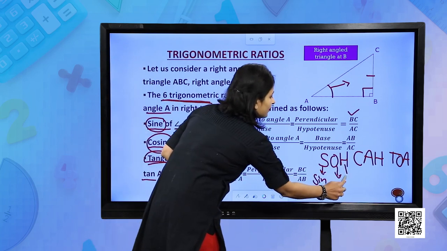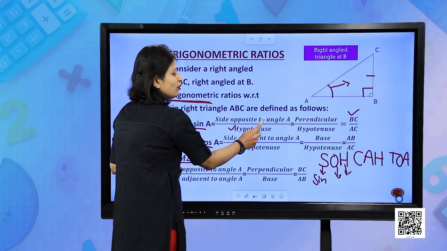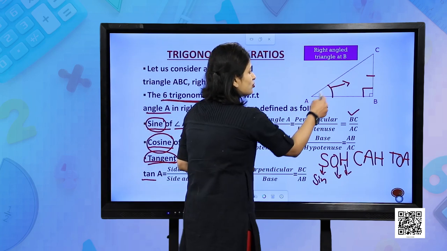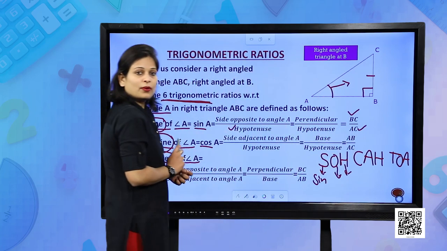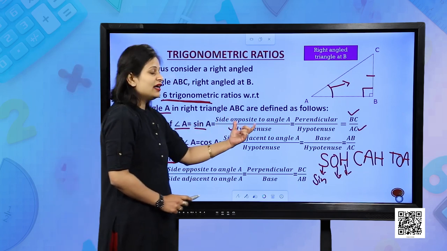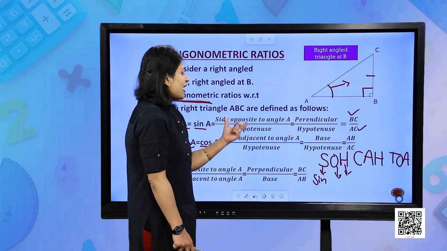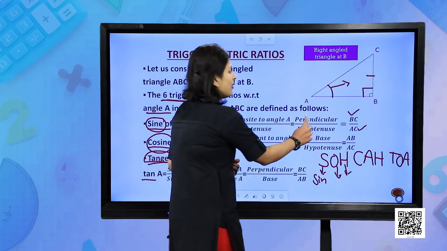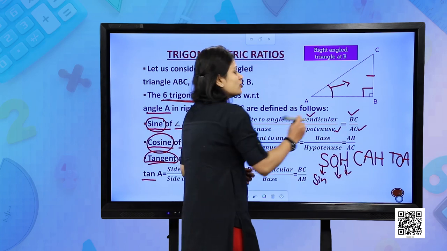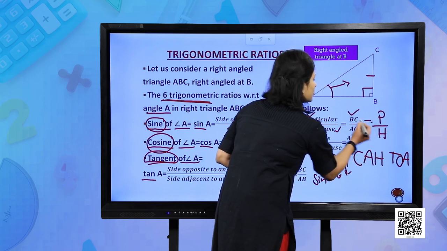Now, H stands for hypotenuse. So, side opposite to angle A divided by hypotenuse. Now, what is the hypotenuse over here? AC. Okay. So, sine of angle A means sin A is side opposite to angle A divided by hypotenuse. Now, side opposite to angle A is also called perpendicular, and hypotenuse is hypotenuse only. So, you can say it is also equal to perpendicular upon hypotenuse.